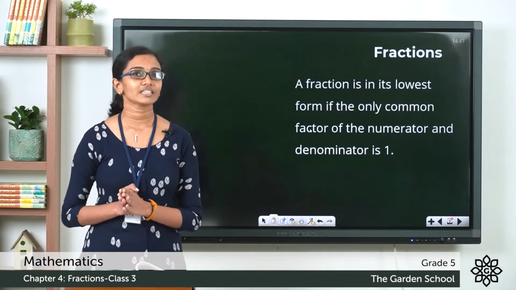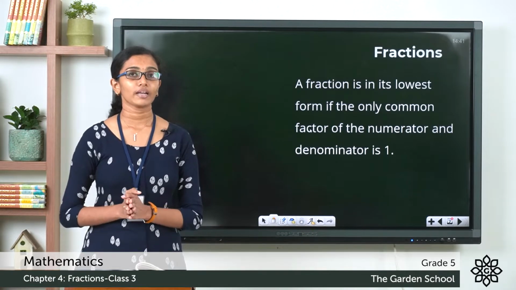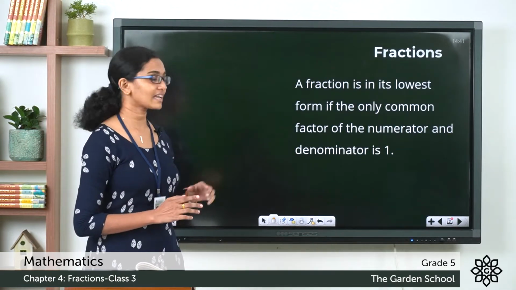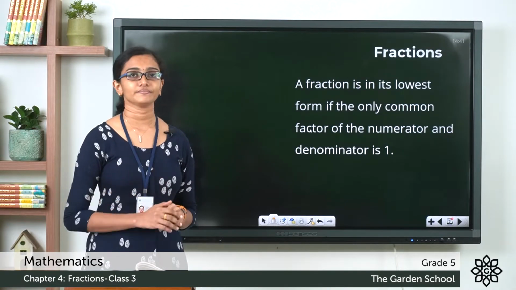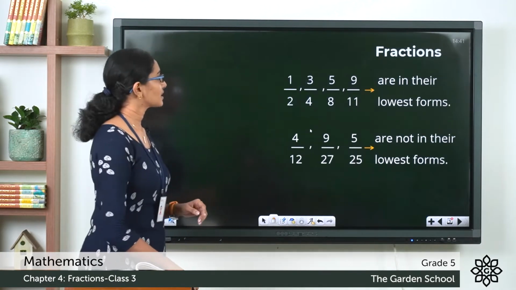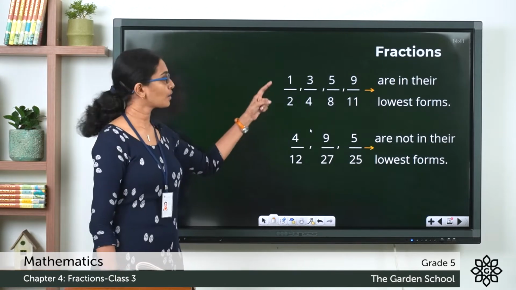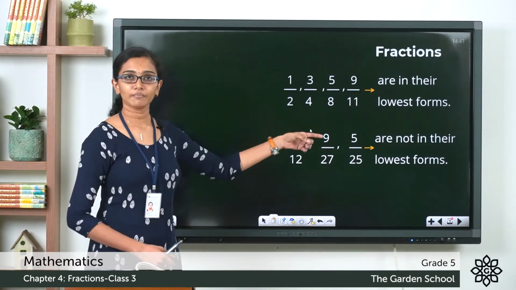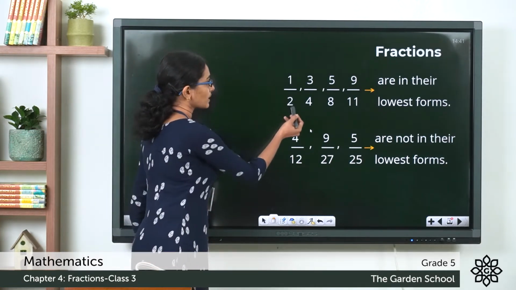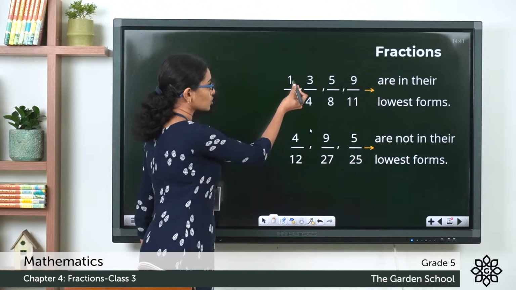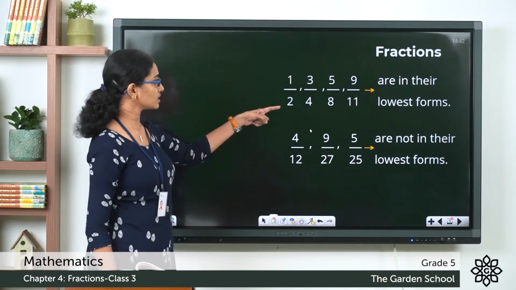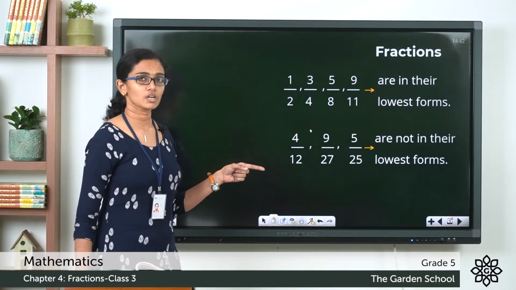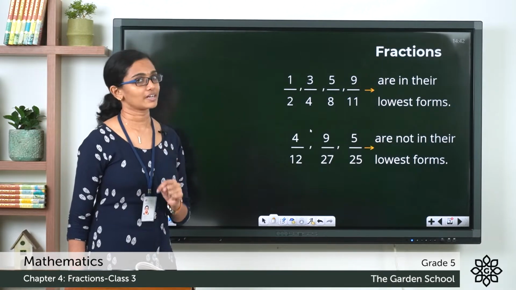A fraction is in its lowest form when the only common factor for the numerator and the denominator is 1. Look at these examples: 1 by 2, 3 by 4, 5 by 8, 9 by 11. Here the numerator is 1 and the denominator is 2. Are there any common factors between these numbers? The only common factor is 1, right?